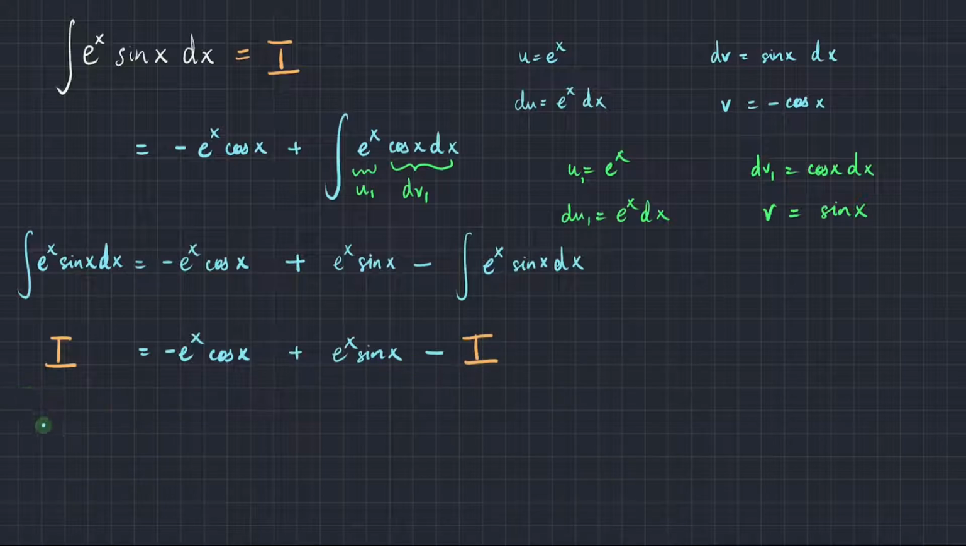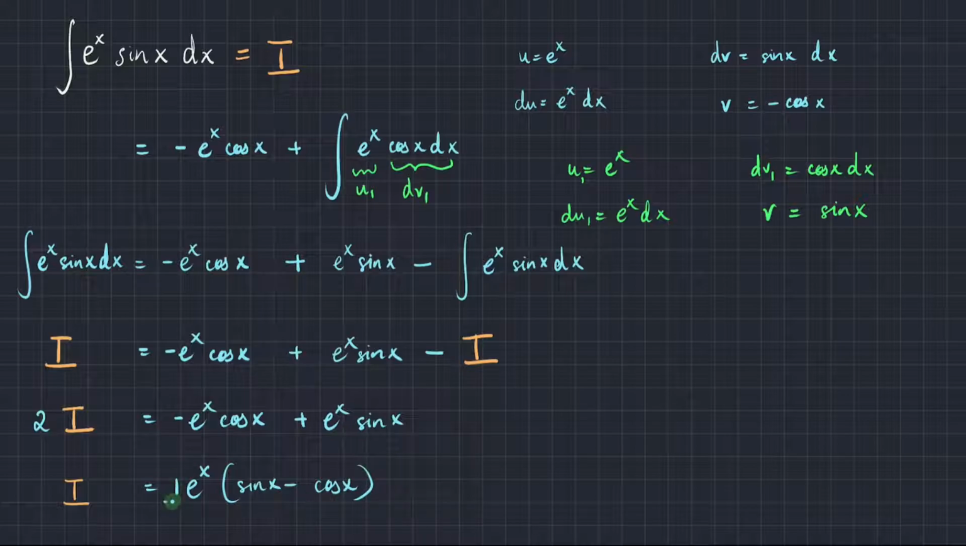Adding I to both sides, we should get 2I equals negative e to the x cosine x plus e to the x sine x. And now finally dividing both sides by 2, we get the original integral I equals, and factoring out an e to the x, sine x minus cosine x all over 2 plus c.